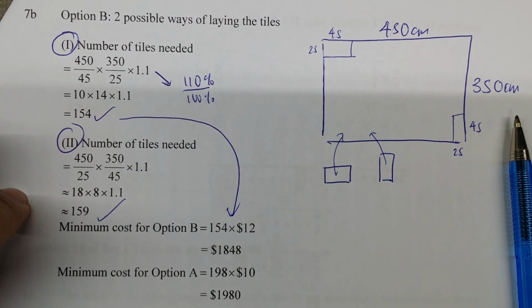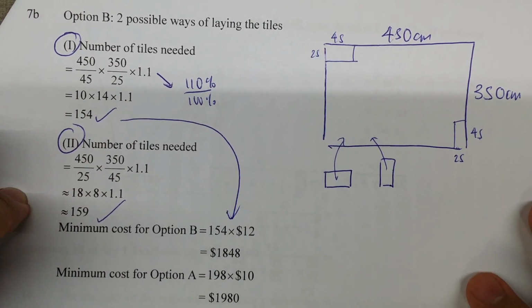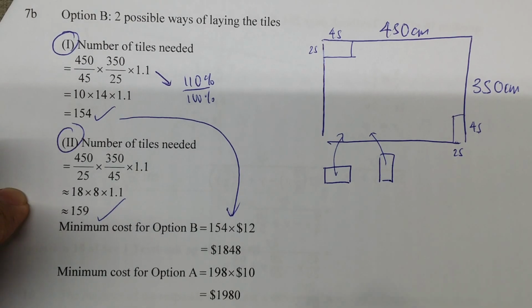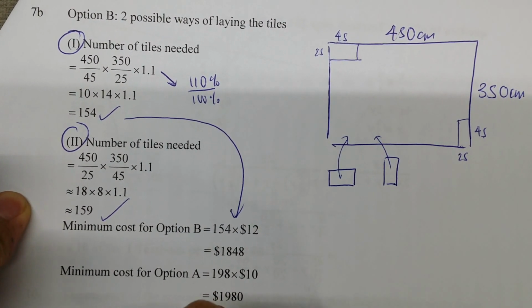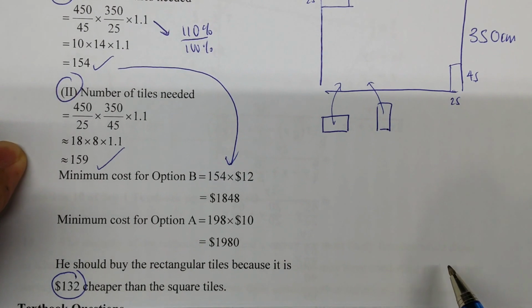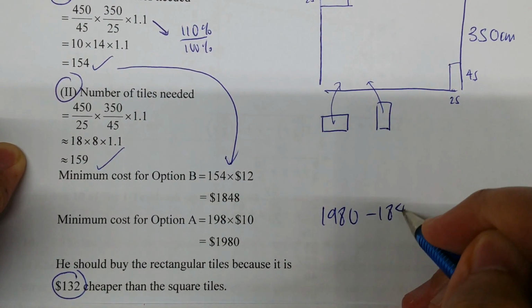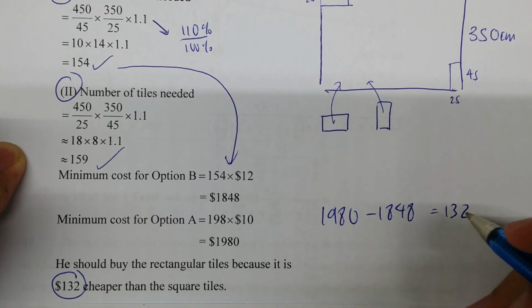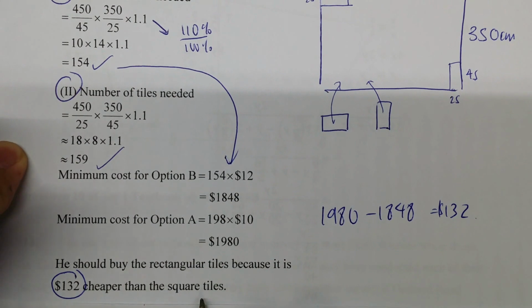So of course, which one will Mr. Lee choose? Mr. Lee is very smart. To save cost, he will choose option B. Because by using rectangular tiles, it will be $132 cheaper. You have to explain that it is $132 cheaper. How to get 132? 1980 minus 1848 is 132. You must say it's cheaper than the square tiles.